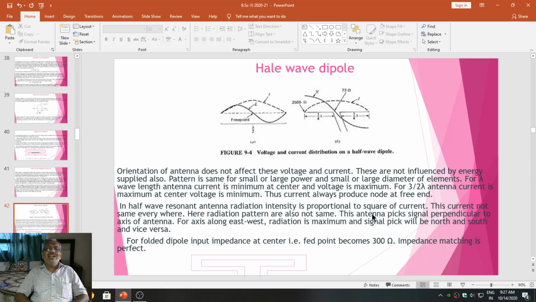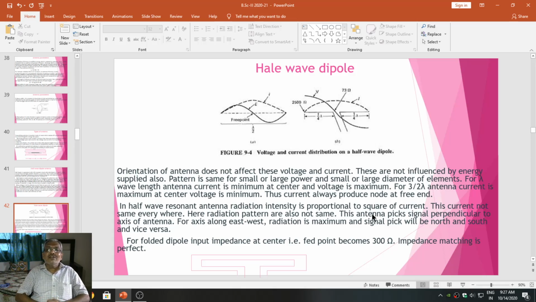If you fold that particular dipole, you will get a folded dipole antenna. We already studied the dipole. We just have to fold that particular antenna so that the resulting antenna, we can call it a folded dipole antenna.